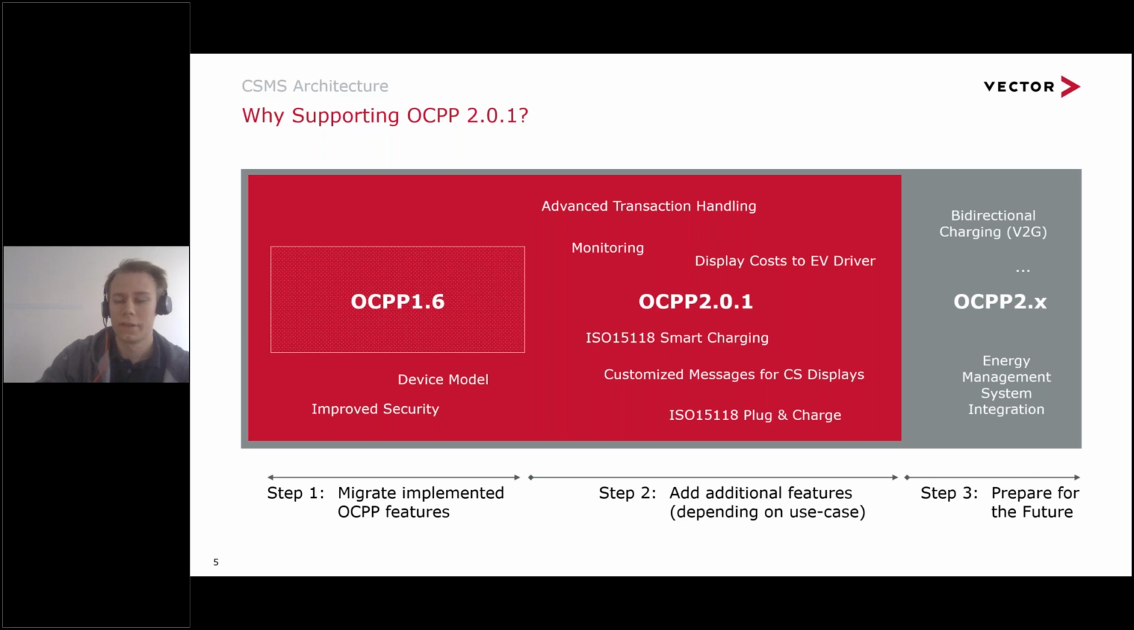And additionally, this is also a very important step, because upgrading to OCPP 2.0.1 is also the first step for new protocols or new versions of OCPP which might come in the future, especially regarding a better support of the next version of the ISO, the -20.